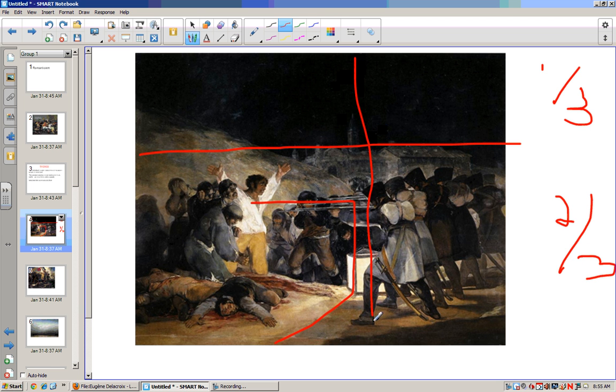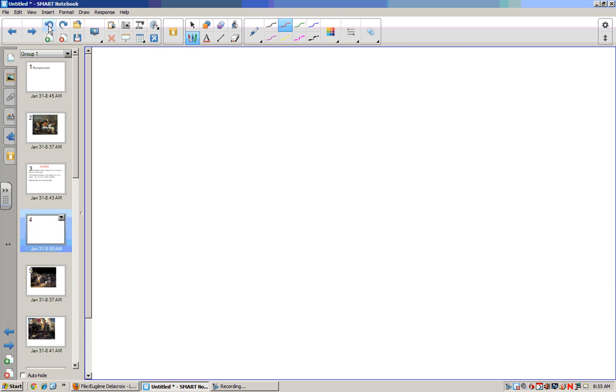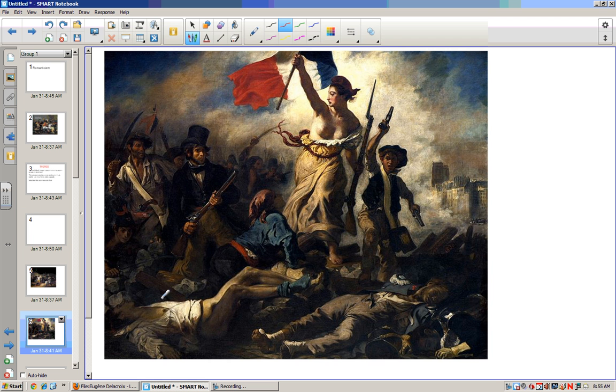You have this group of figures, you have this group of figures, and then you have this group of figures here. So we have three distinct ways of looking at this kind of a painting, and lots of wonderful things going on in there.